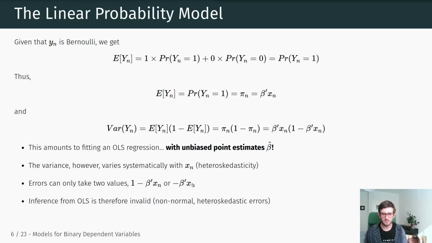So the underlying problem here is that inference from OLS is not valid, at least not without additional robust standard errors or weighted least squares or something like that, in order to account for this non-constant error variance. So we have non-normal heteroscedastic errors. Whenever you use a linear probability model in the classic frequentist sense, you do have to take into account this issue of heteroscedasticity and use, at a minimum, robust standard errors.